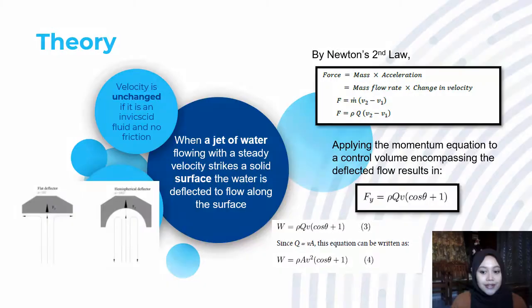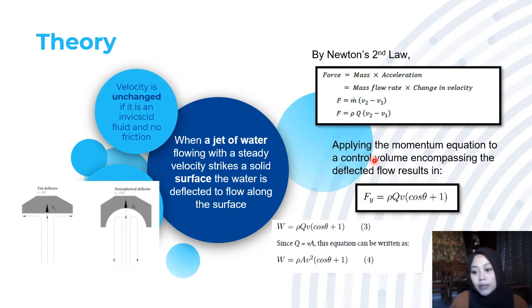Introduction. When a jet of water flows with a steady velocity and strikes a solid surface, the water is deflected to flow along the surface, and this velocity is unchanged when the fluid is inviscid and there is no friction. By Newton's second law, F equals ma, which is also the same as mass flow rate times change in velocity, and then we get this F function.